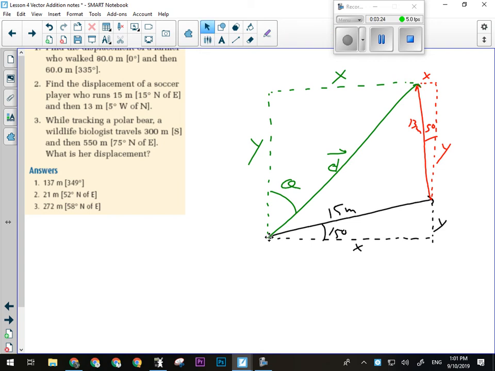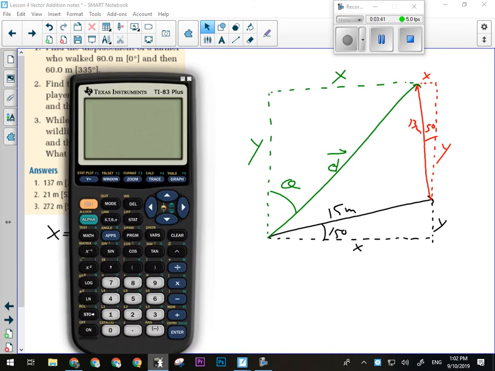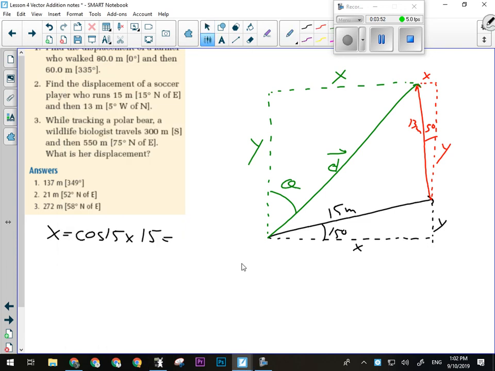Now, next step is I got to find all the x's and all the y's. So I'll start out with the black triangle. Okay, black x is the adjacent side to my angle. So I'll use the cos of 15 degrees times the hypotenuse, which is 15. It's a little bit confusing. Right. So I'll have the cos of 15 times 15. So my x component is 14.489 meters. And that's east. Okay, I should have drawn those on there as well. Right. Obviously, I'm going to keep all my decimals when I do any further calculations.